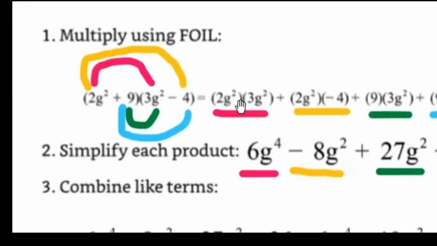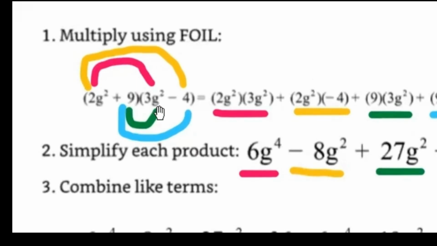Well, let me just go across so that we don't have too many steps going on at once. All right, so first you want to group your first set of terms. We've done that here: 2g squared times 3g squared. Then you multiply the outer terms, right? The O in FOIL. So we've done our first, now we're on the outer. So 2g squared times -4. Okay, and that's what you see going on here.